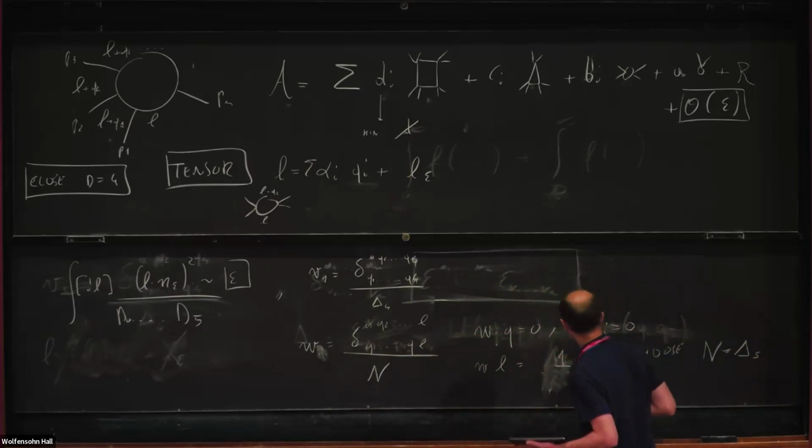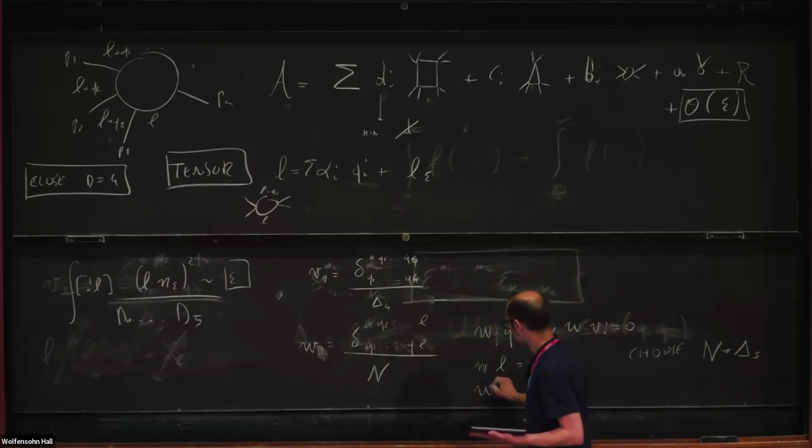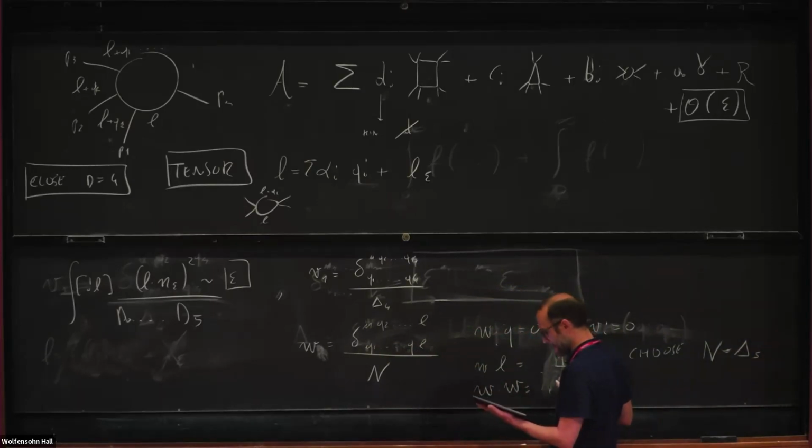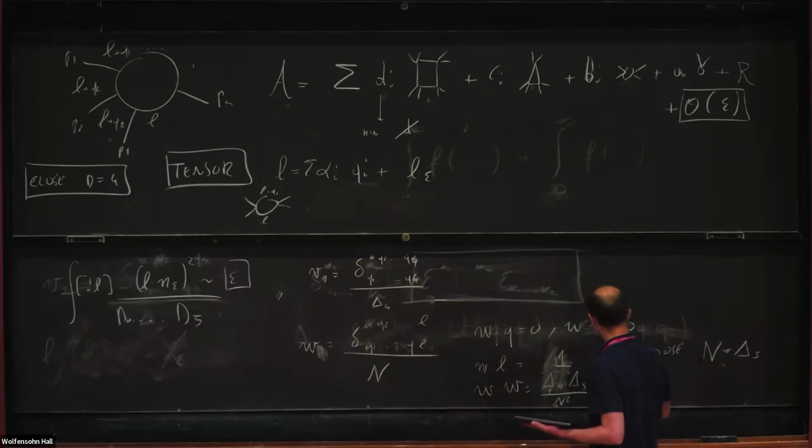Now, the last thing that you need to know is what is omega with itself. And this is a simple exercise. What you get is that this is delta 4, delta 5 divided by this normalization squared. So if the normalization is delta 5, this is delta 4 over delta 5.